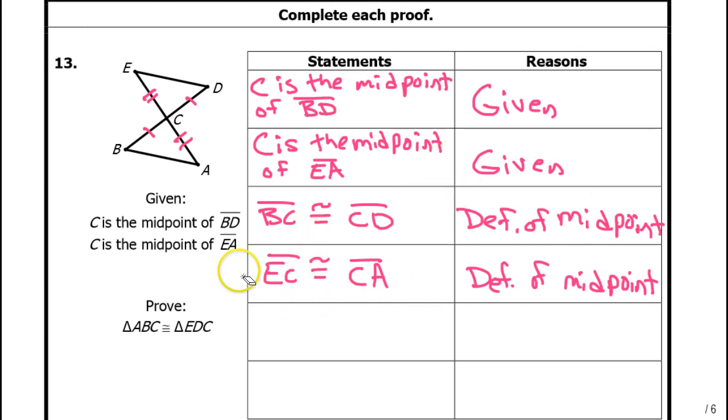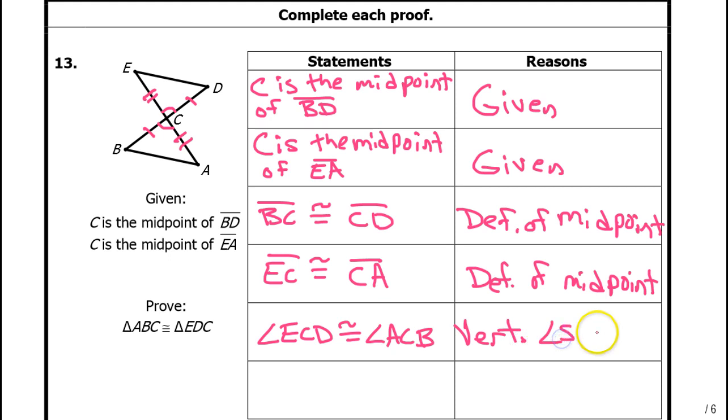Okay, so what else? We've used up the given, but I'm noticing that we have vertical angles here, so we can always mark those as congruent. So that was angle ECD, which will be congruent to angle ACB. And those are vertical angles, so the reason is just vertical angles are congruent.